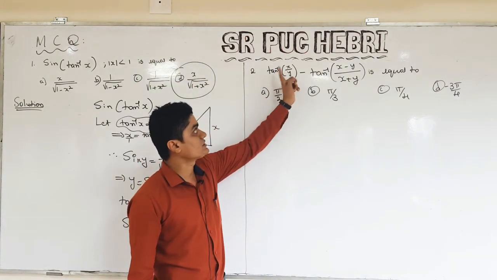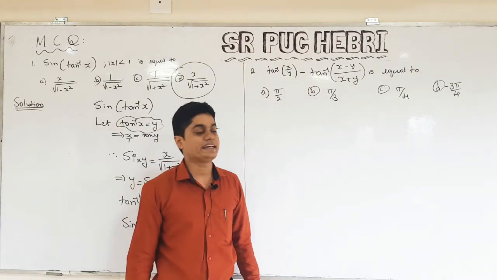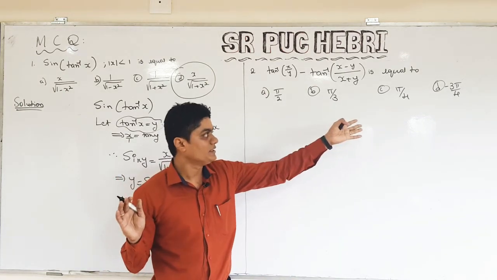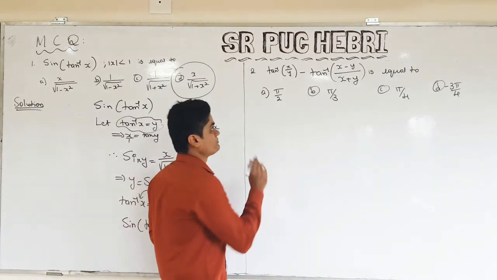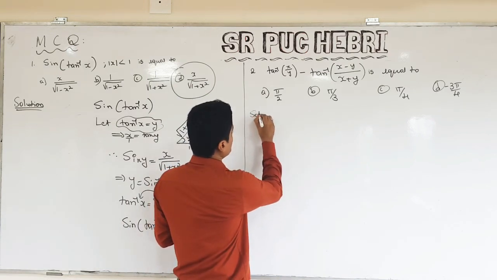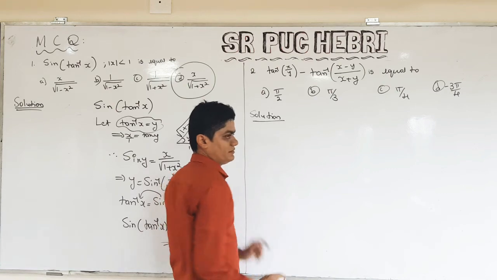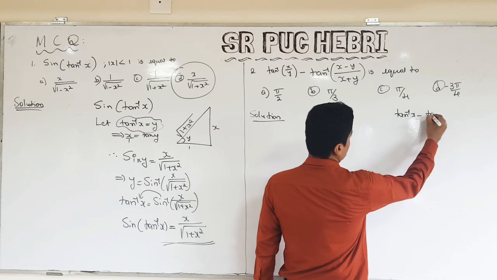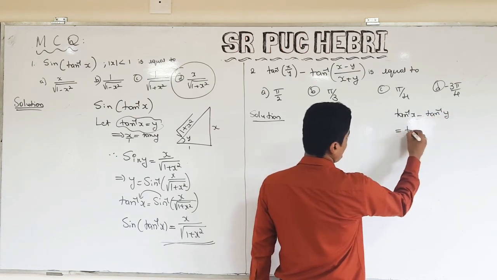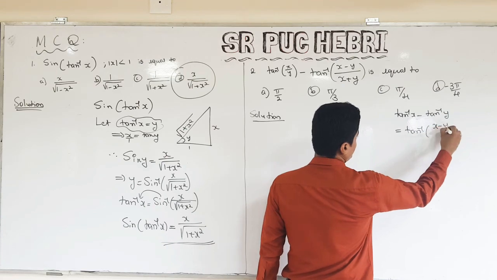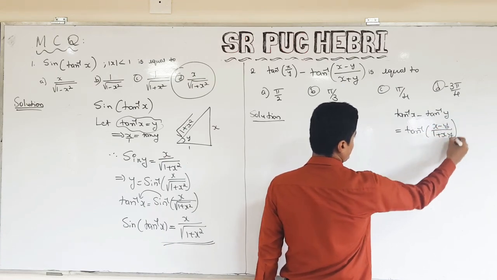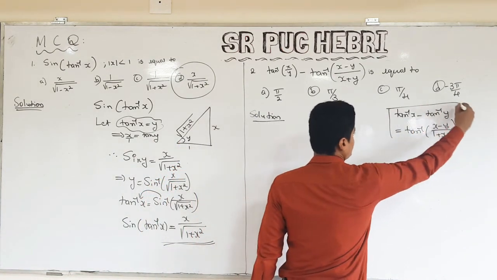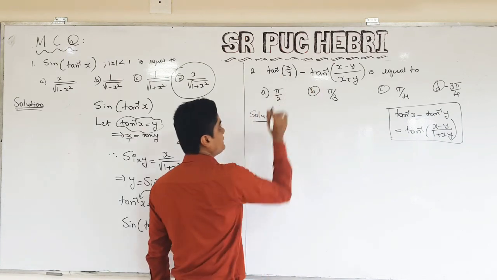Here the question is tan inverse of x by y minus tan inverse of (x minus y) by (x plus y) equal to. Again answers are there, you have to identify the right answer. Here you are going to subtract two tan inverse terms and you have a formula for that, right? Did you remember? Tan inverse of x minus tan inverse of y equals tan inverse of (x minus y) by (1 plus x into y). I hope you remember this formula. Yes, very good.